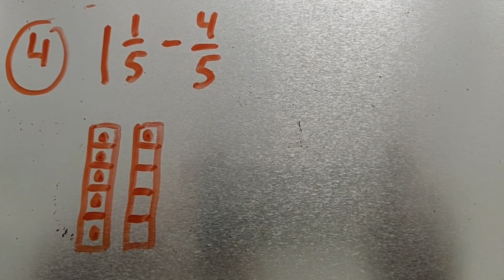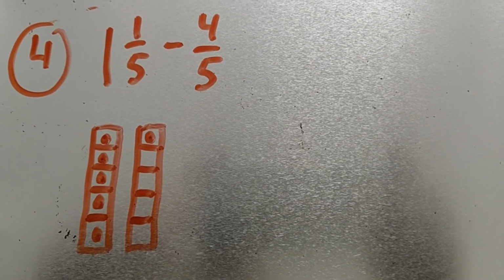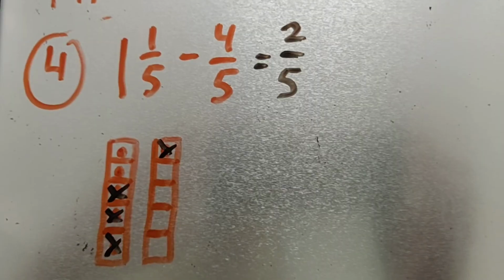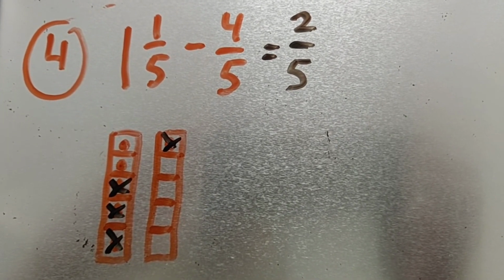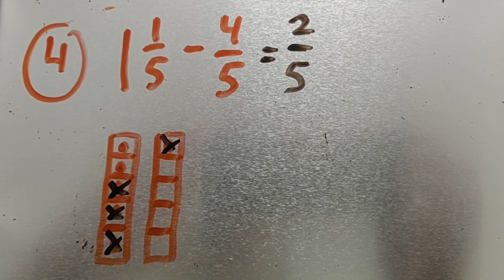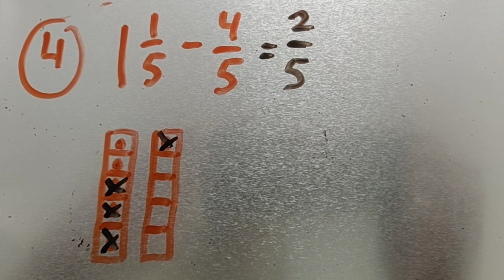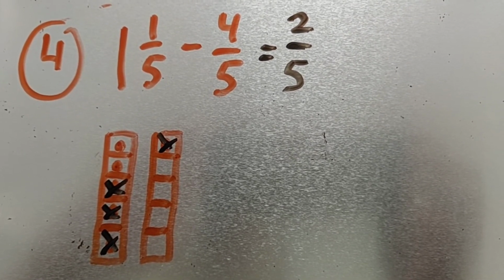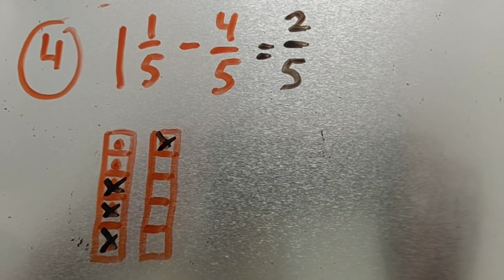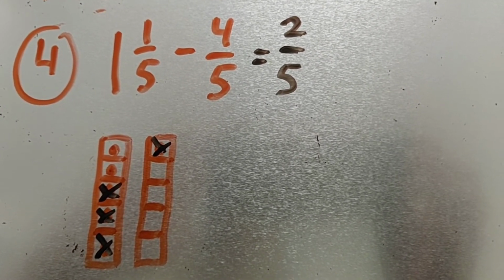So after modeling 1 and 1/5, we have to take away the 4/5 starting from the right. So you can see now we've done that. We took away the 4/5 starting on the right. You can count 1, 2, 3, 4 that we took away if you look at those X's in the models. And then we can see what we're left with in the model. We're left with 2/5. So 1 and 1/5 minus 4/5 equals 2/5.